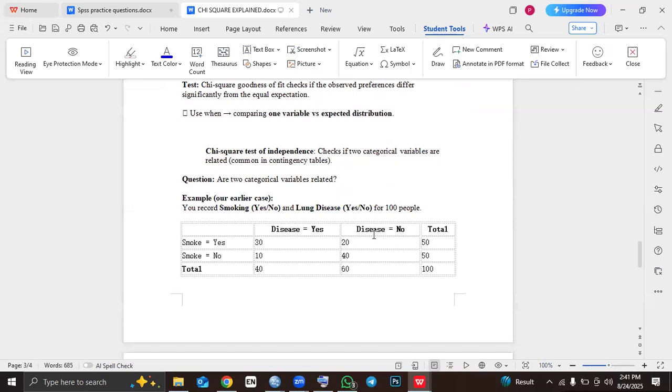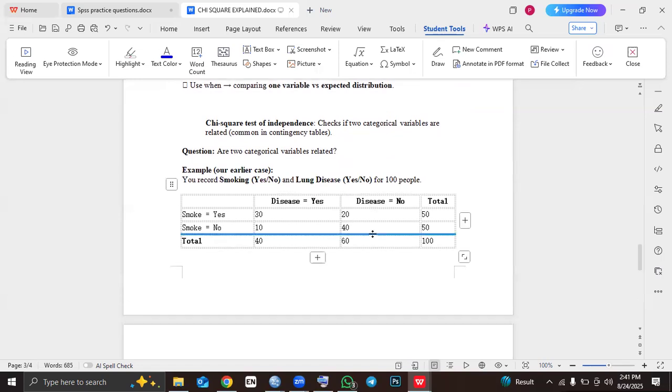Another chi-square test that we can run is called the chi-square test of independence. The chi-square test of independence will check if two categorical variables are related to each other.